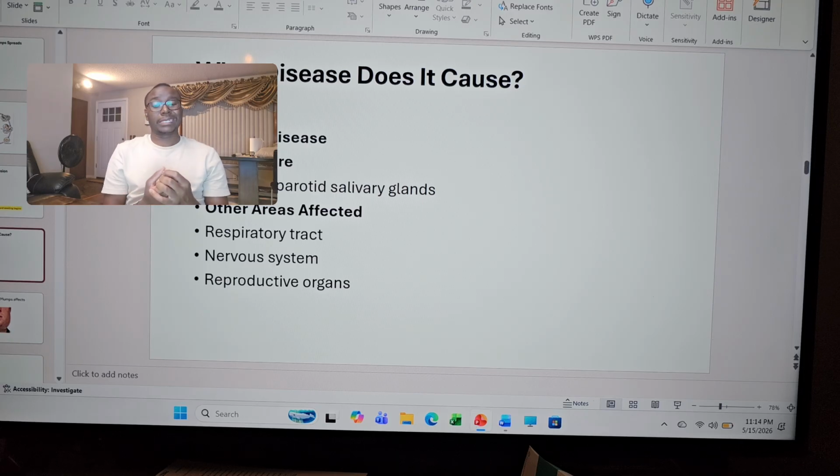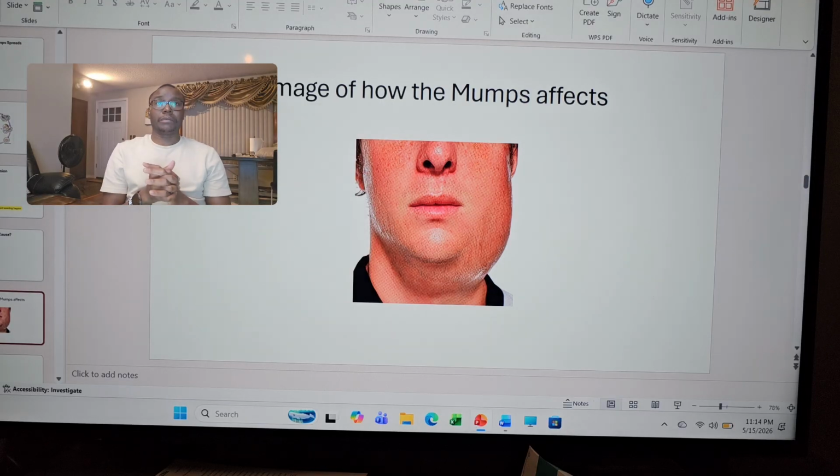What does the disease cause in our body? The main feature of mumps disease is swelling of the parotid salivary glands, as I said earlier. Other areas affected are the respiratory tract, nervous system, and even reproductive organs. That's a visual image of how mumps affects someone in the salivary glands.